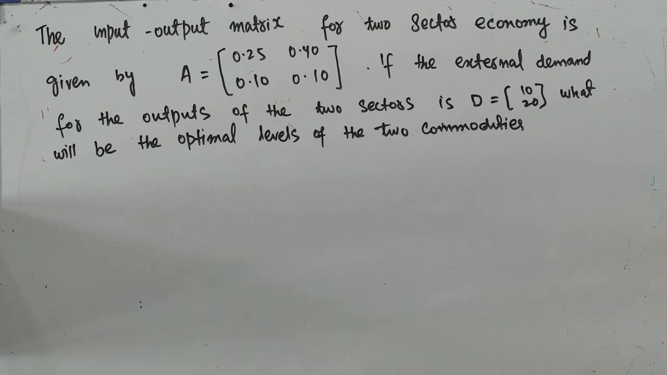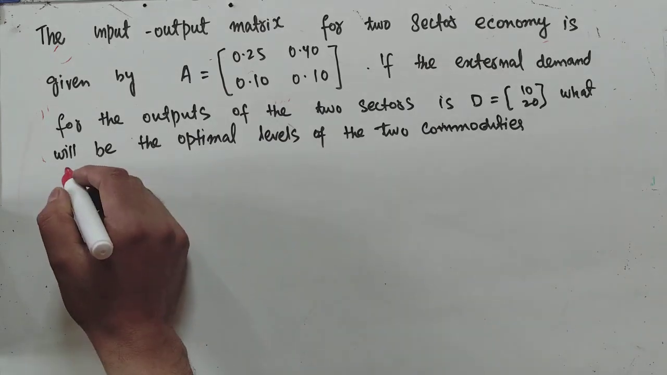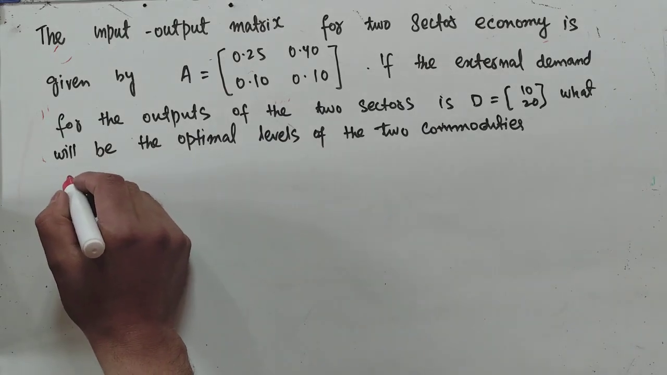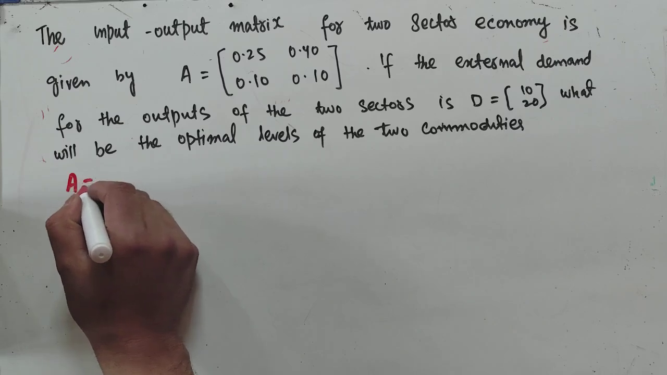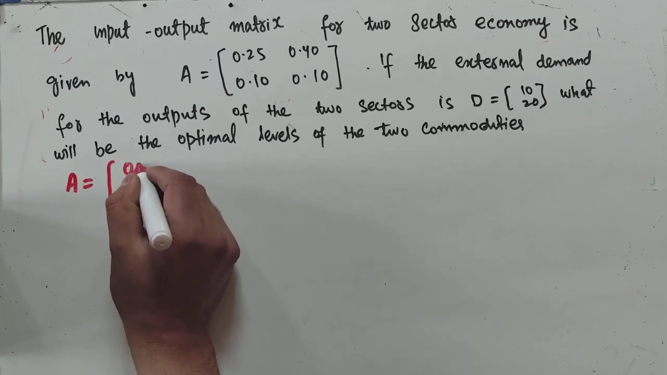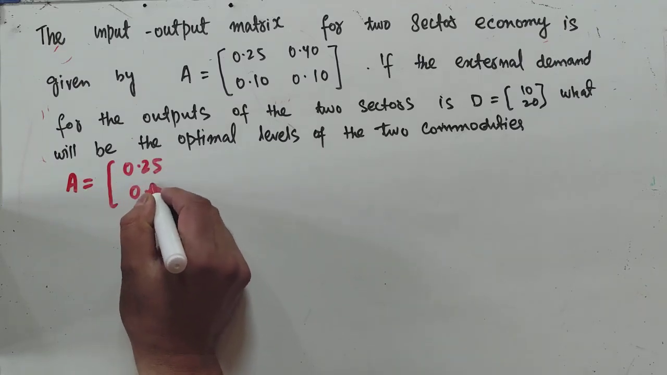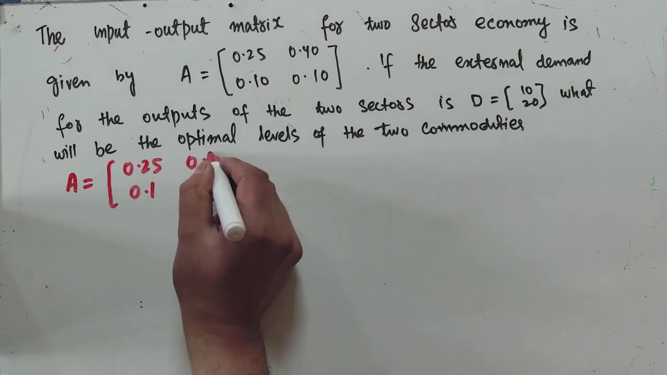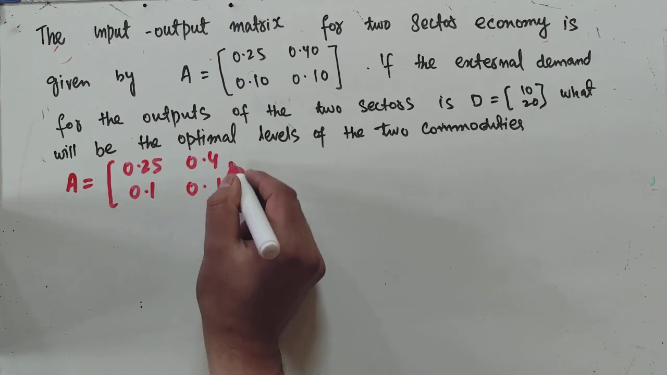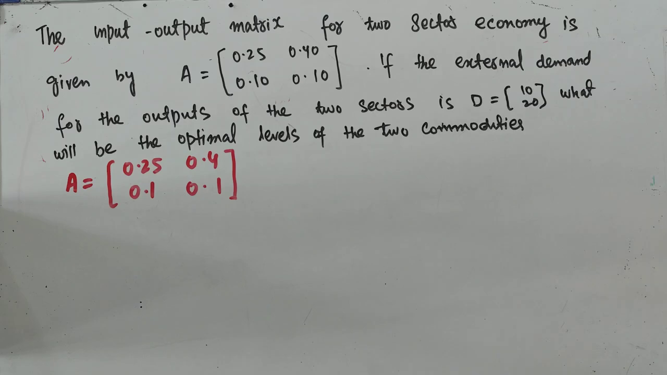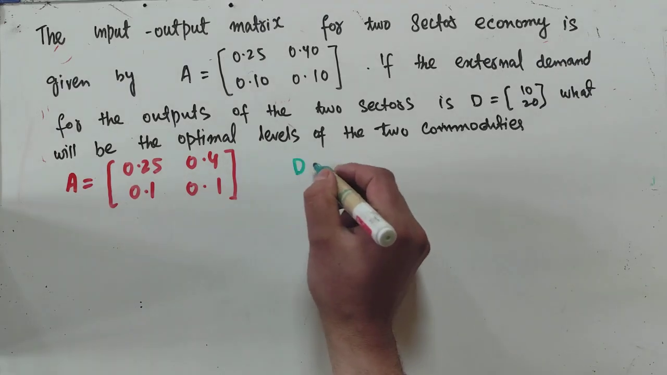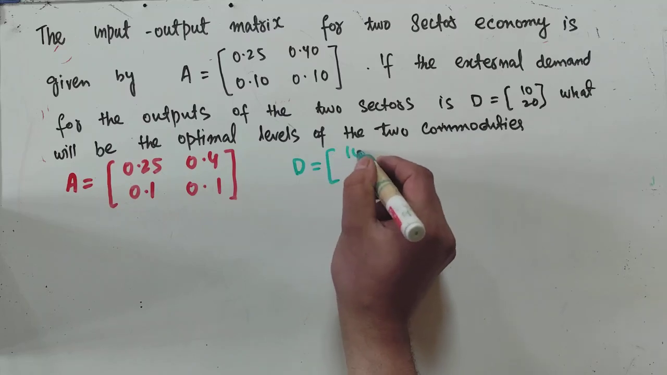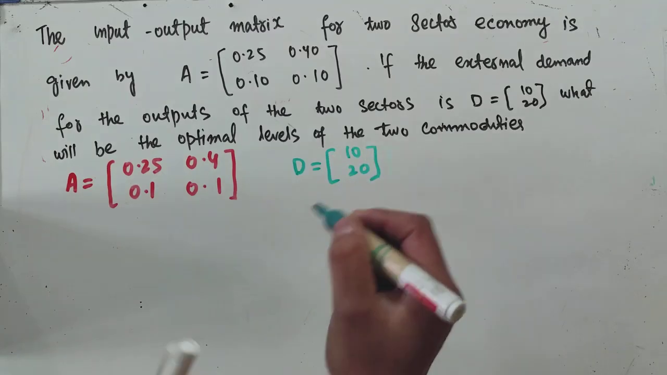in the input-output model. Okay, so we have the technology matrix or input-output matrix, which is A equal to 0.25, 0.1, 0.4, 0.1. Okay, also we are told that final demand is 10 and 20.